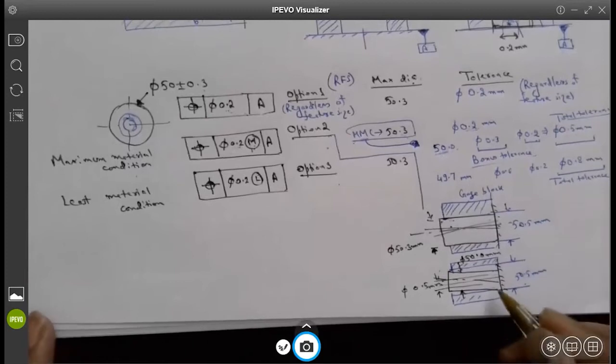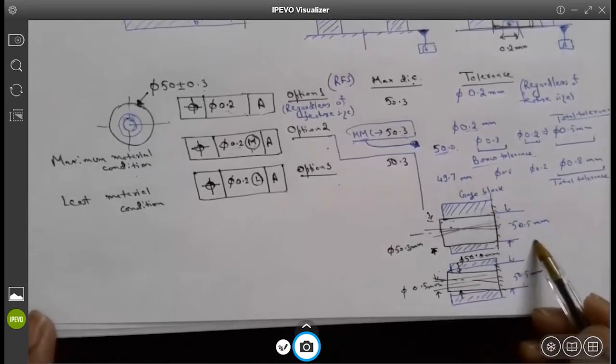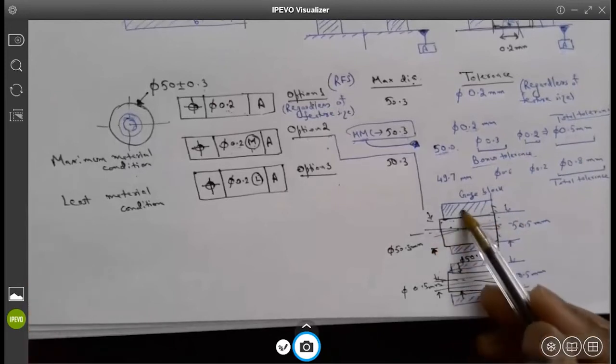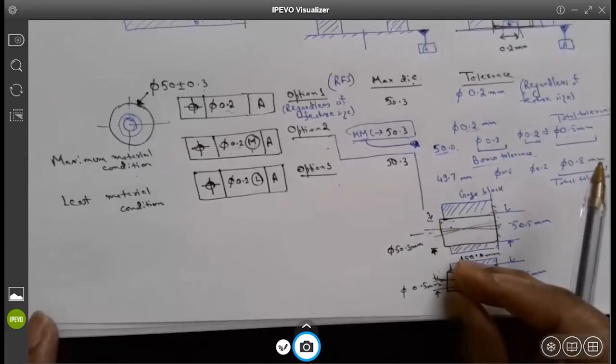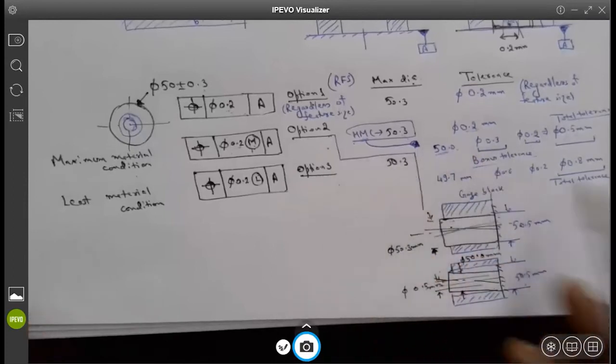Yes. It is the same gauge block, 50.5 millimeters internal diameter, and of course there's a clearance fit between the pin and the gauge block. But if I am fabricating the pin at a smaller diameter, I can accommodate more offset from the perpendicularity. That is what this bonus tolerance is showing. Make sense?